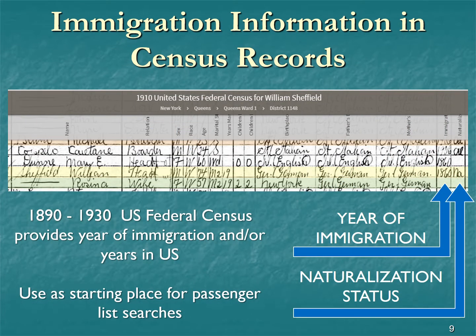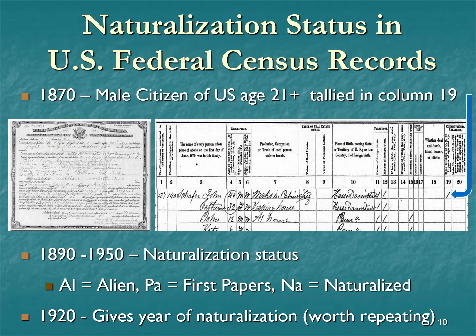Dates of immigration and/or years in the U.S. were recorded on the U.S. federal censuses from 1890 to 1930. Use these dates as a starting point when looking for your ancestors' names on passenger lists. Be prepared to accept minor inconsistencies in recorded dates of immigration, especially if this information was collected many years after the immigrant entered the U.S. These dates give you a good place to start your research. We'll return to immigration and naturalization later on in this class.